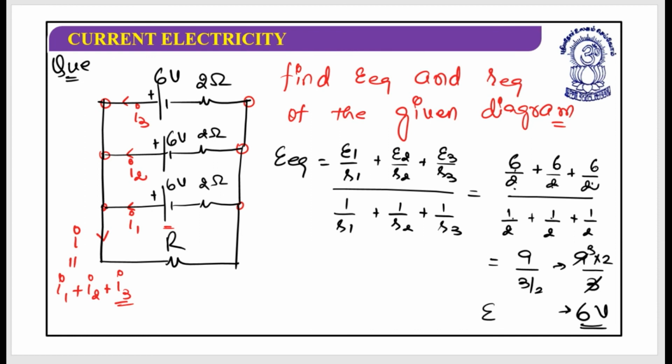Don't you feel very surprised that this E equivalent is the same as any one of them? Now why does this happen? This E equivalent is equal to 6 volt.